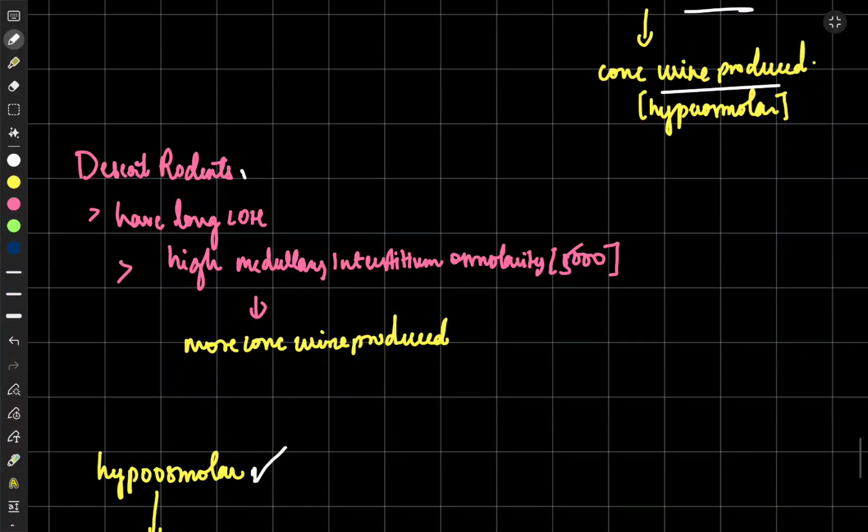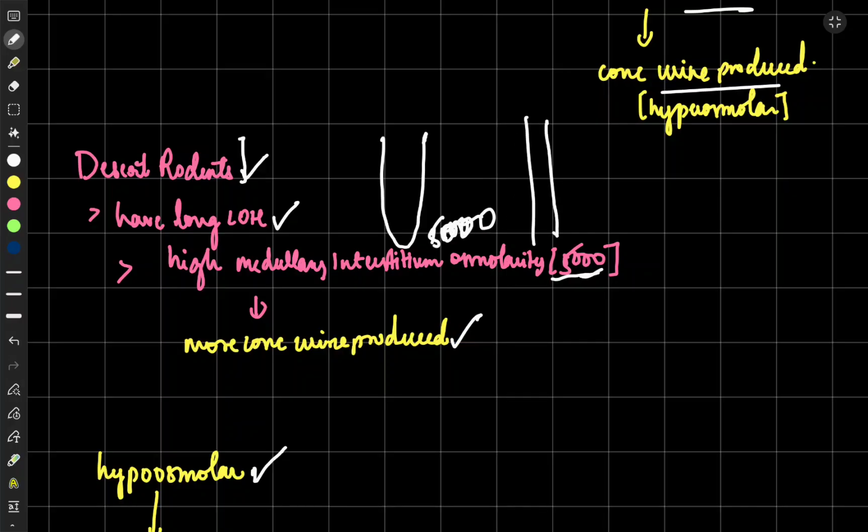In the case of desert rodents, as they are designed to live in the desert with least water consumption, they have a very long loop of Henle, so that a maximum concentration gradient can be created, which is somewhere around 5,000. This is so much actually. More concentration is produced, and most of the fluid is reabsorbed back, making the urine highly concentrated.